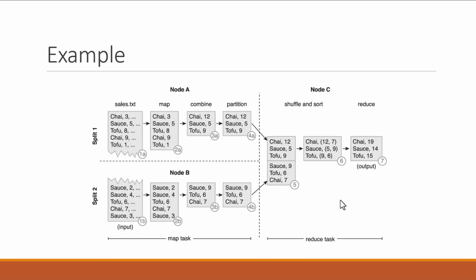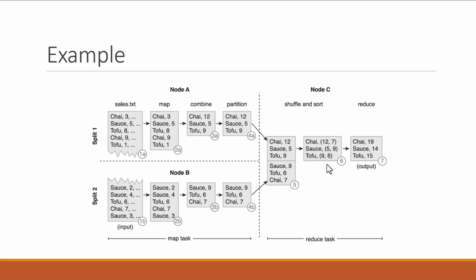Here in the reducer process, the output of the shuffle and sort, which if you remember, we said we get that for free. That's automatic, right? Then that's going to be a key values list. So chai has 2 values associated with it, a count of 12 it got from node A and a count of 7 that it got from node B. Same thing with sauce, a count of 5 from node A, 9 for node B, tofu, 9 for node A, 6 for node B. So instead of a key value pair, it's a key values list.